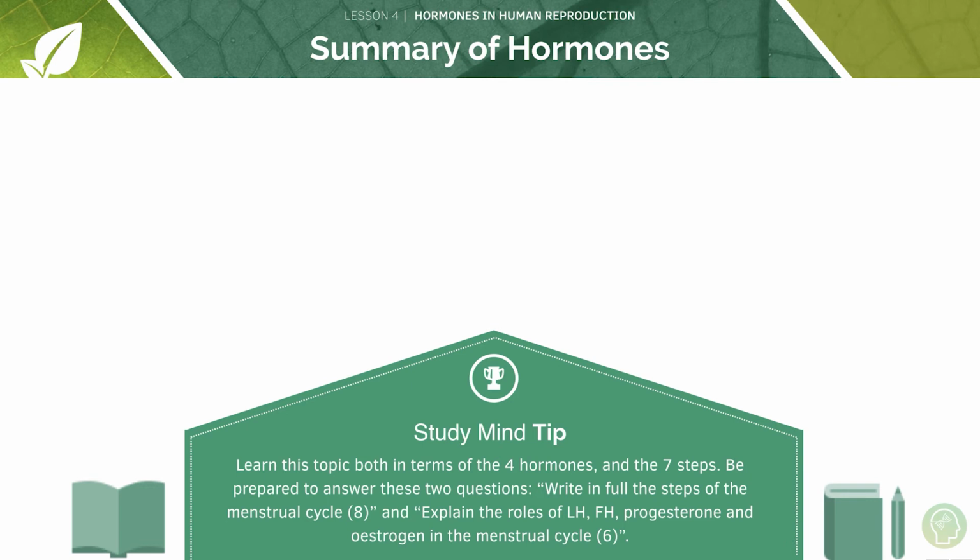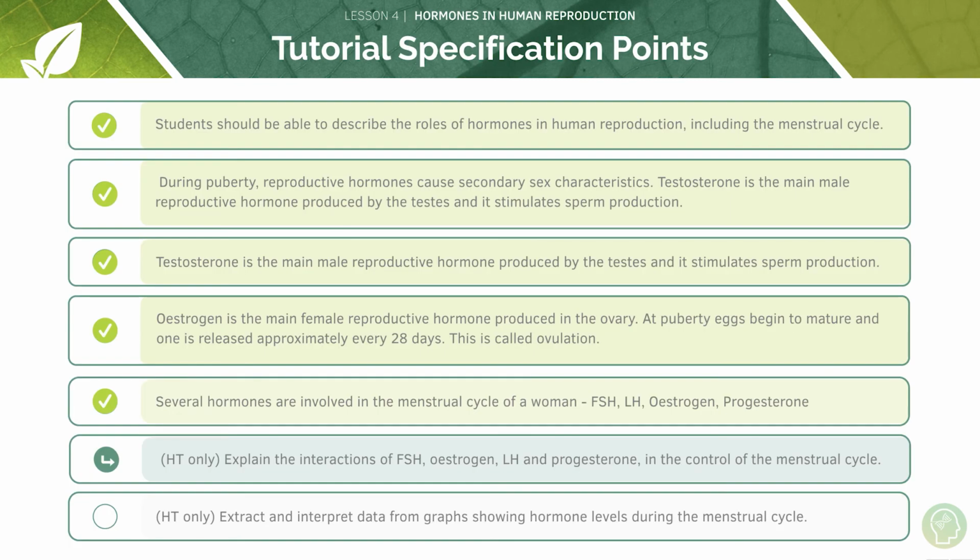And make sure you learn this topic really well in terms of the 4 hormones and the 7 steps, and be prepared to answer these 2 questions. Write in full the steps of the menstrual cycle, so that's worth 8 marks, so keep that in mind, you want to make 8 useful points. And explain the roles of LH, FSH, progesterone and estrogen in the menstrual cycle.